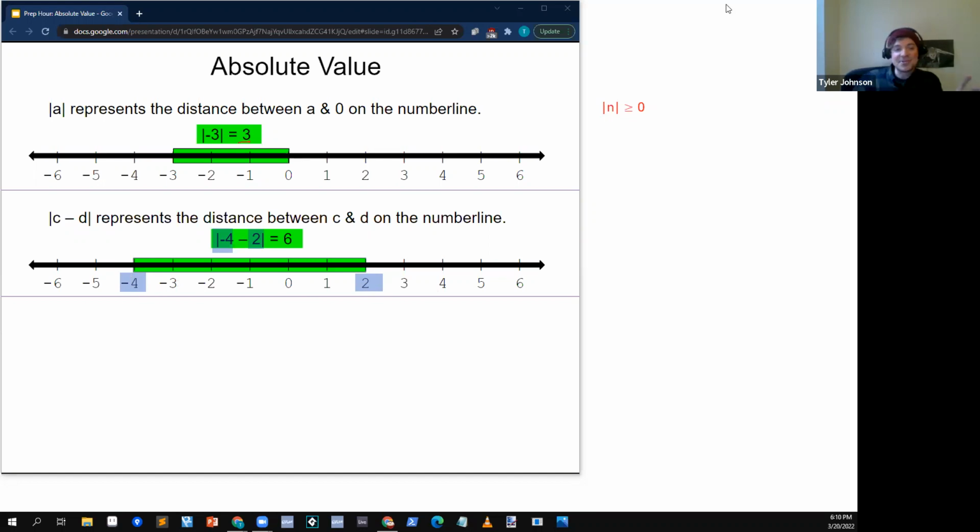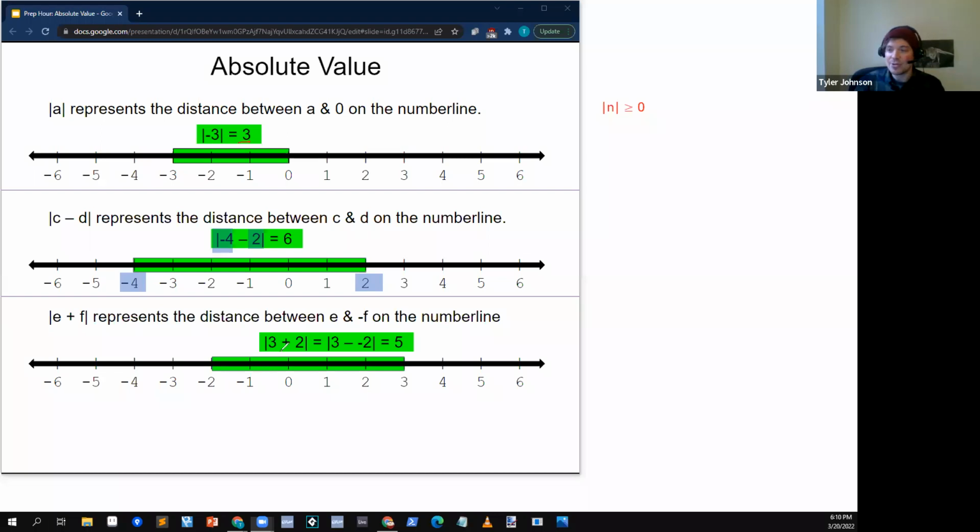Where this gets a little bit tricky is if I have addition inside the absolute values. Understand that distance is inherently a subtractive relationship. So if I have something like 3 plus 2, this method's going to make more sense if I just rewrite that as a subtractive relationship, as in 3 minus -2. And then we see, oh, this is the distance between -2 and +3 on that number line.